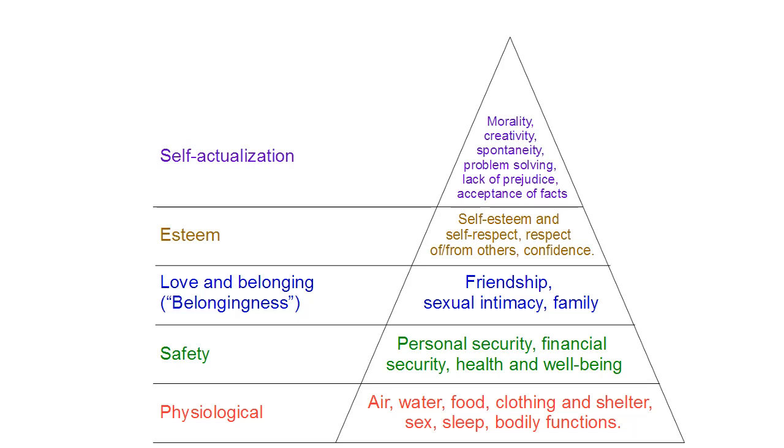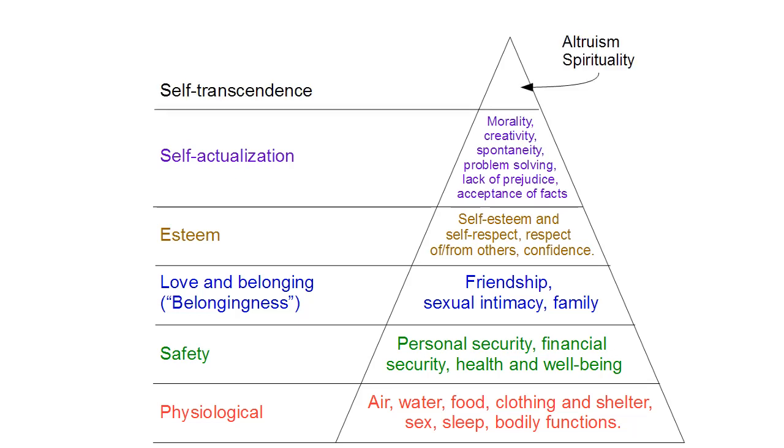Later on, he added another layer, which is self-transcendence, which includes things like altruism or spirituality. And that's sort of something that you would concentrate on if you had the time or if you had the resources, but it's not as important in life as some of the more basic physiological needs being met.